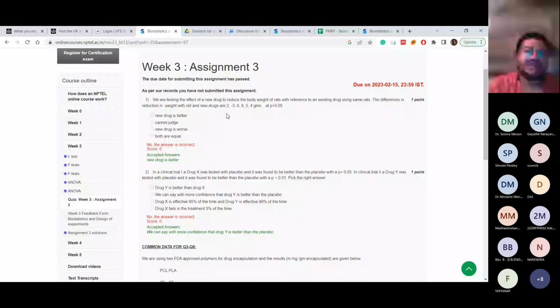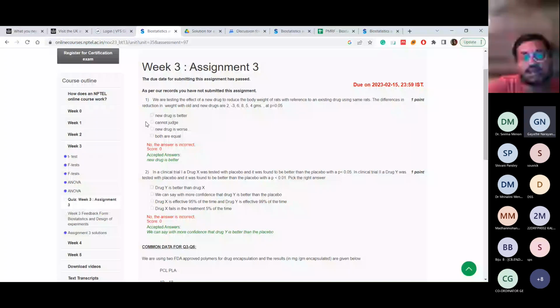I also think the answer should be cannot judge. And as someone was pointing out about the p-values, I think that explanation sir might have given was for the second question, because it makes more sense there.